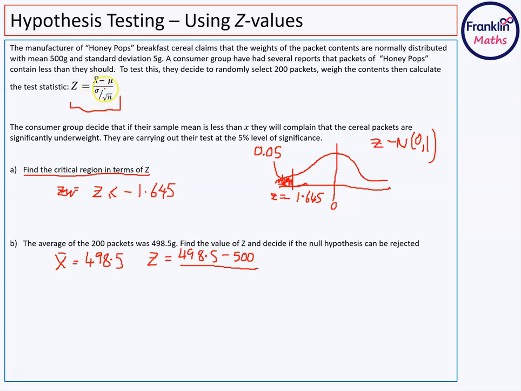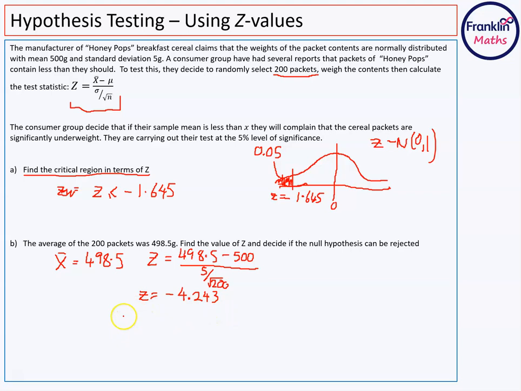Now I need to find sigma out of the question, which was 5, divided by the square root of n. So that's going to be the square root of 200. So I'm going to bung that through my calculator, see what comes out, and we'll have a look. Okay, and that comes out as minus 4.243. So that's miles away from the mean.